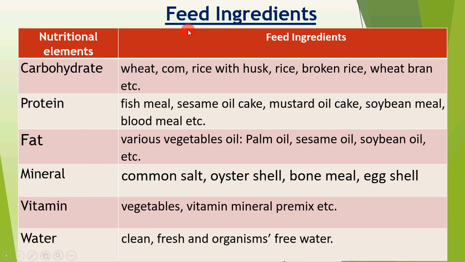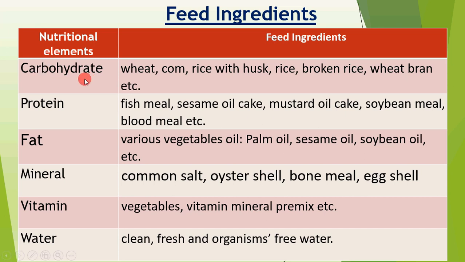This is the chart of feed ingredients. If you have a look, here I write down all types of nutrient elements, which are carbohydrate, protein, fat, mineral, vitamin, and water. And this is the source of each feed ingredient. If you understand where the nutrients come from and which food has which nutrient, that will be very good for the farm as well. Then after all, you can get more profit.